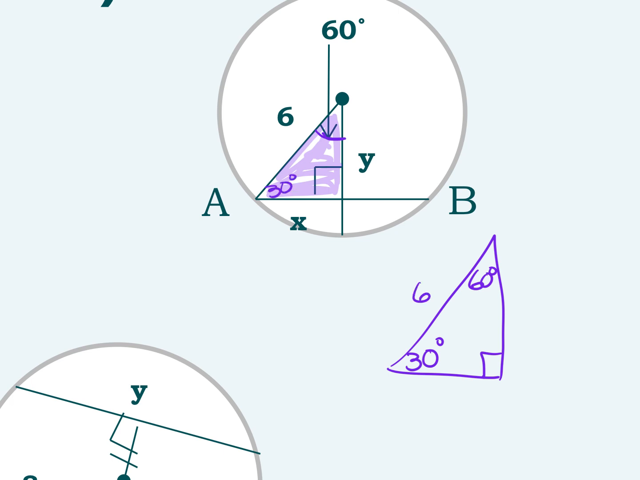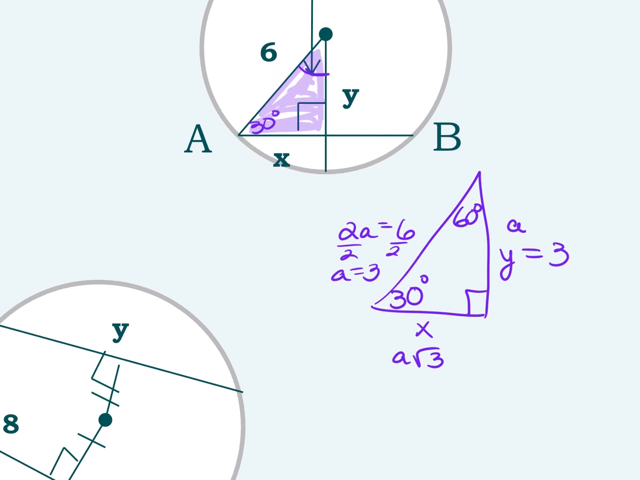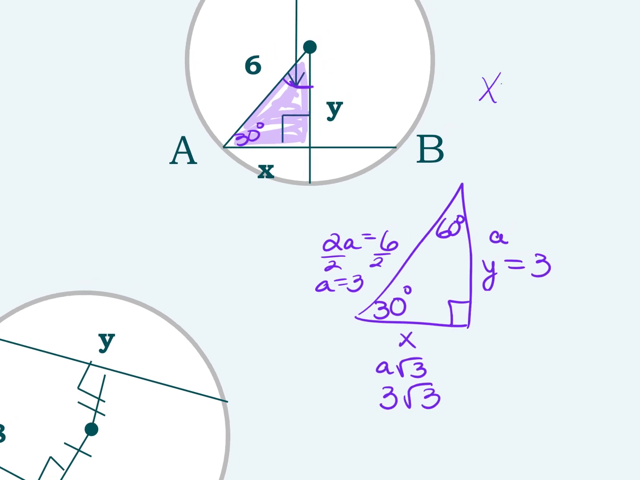They've given me 6, the hypotenuse. Remember, you're memorizing that the side across from 30 is a, which is really where our y is. And then this is x, and this is supposed to be a square root 3. And then the hypotenuse is 2 times a. And that's what I need to solve for first. So I'm going to divide by 2, and a equals 3. So y is 3, because that's what a is. And then x is going to be a times square root 3, so 3 square root 3. So x is 3 square root 3, and y is 3.